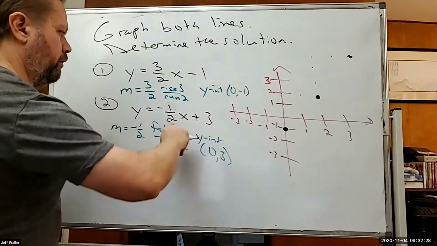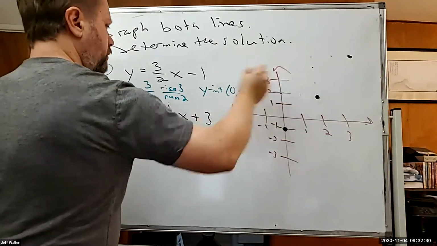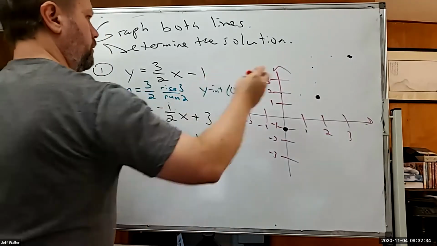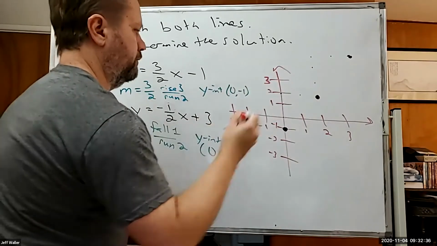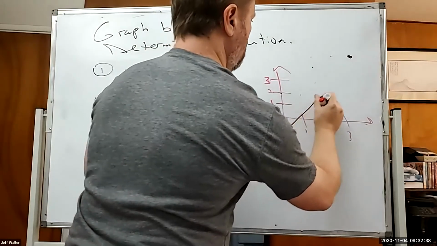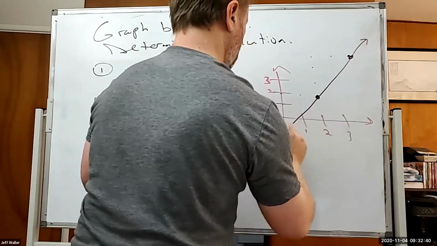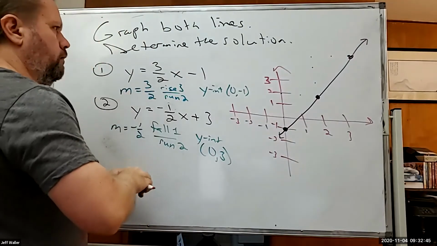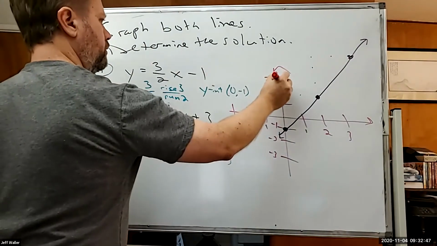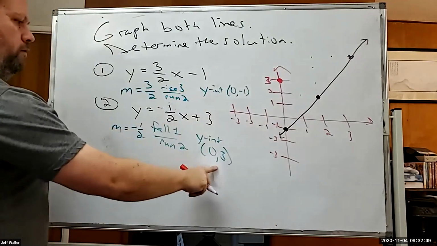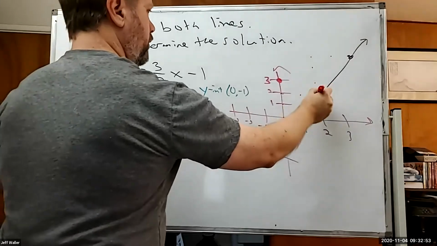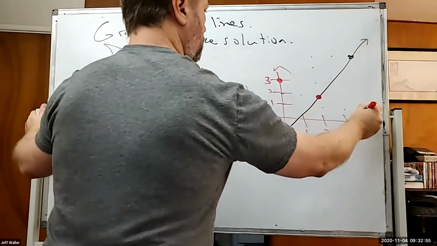Where am I at? Oh, yeah. This one starts at 3. We do this in red. Oh, shoot. Maybe I should make this line. This one starts at 3. And then it falls 1 and runs 2. Fall 1, run 2.